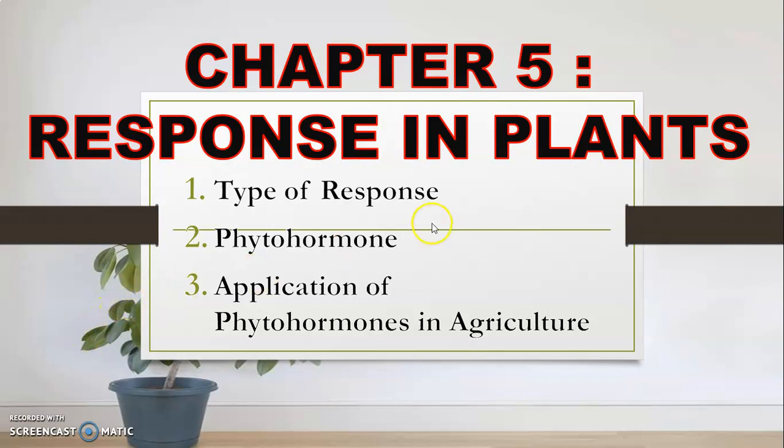Okay, so today we are going to continue our syllabus with chapter 5. The title of chapter 5 is Response in Plants. In this topic, there are 3 subtopics. First, type of response, number 2, phytohormone, and number 3, application of phytohormones in agriculture. For today, we are going to cover 5.1, which is type of response.